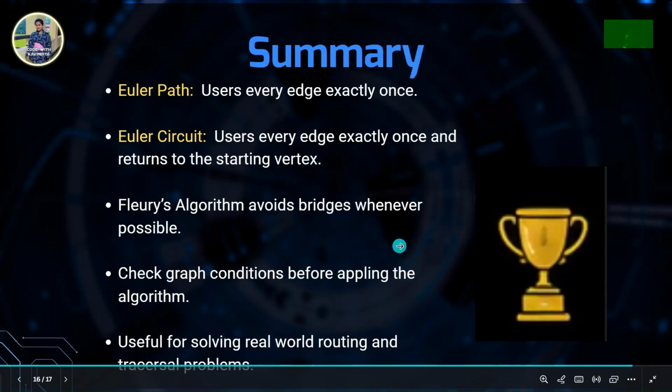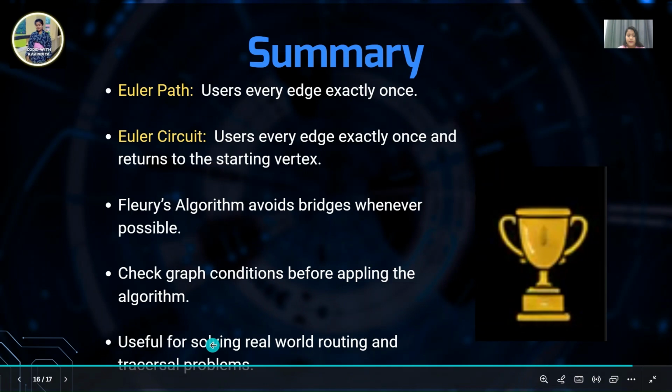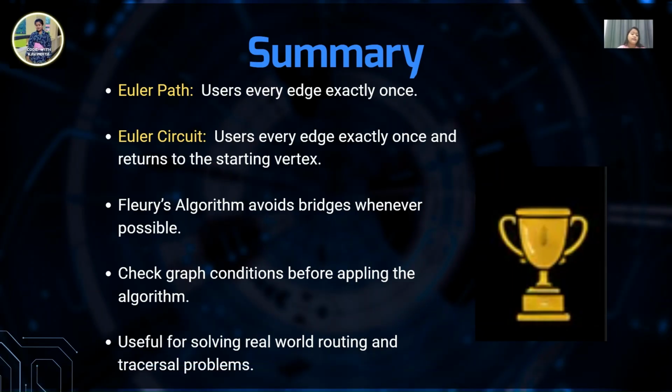Let's quickly review what we learned. An Euler path uses every edge exactly once. An Euler circuit uses every edge exactly once and returns to the starting point. An Euler path needs two odd vertices. An Euler circuit needs all vertices to have even degrees. Fleury's algorithm helps us find this path by avoiding bridges whenever possible. And finally, this algorithm has many practical applications in routing and network systems.